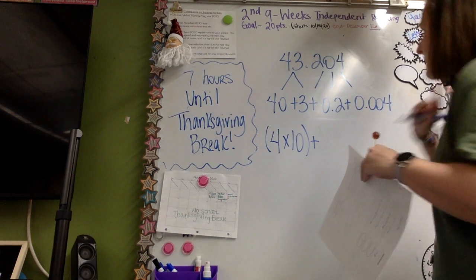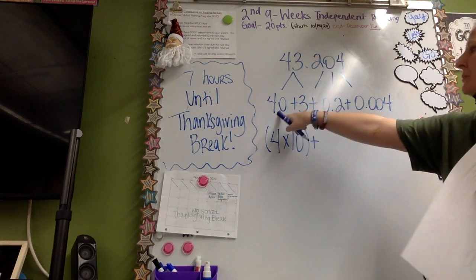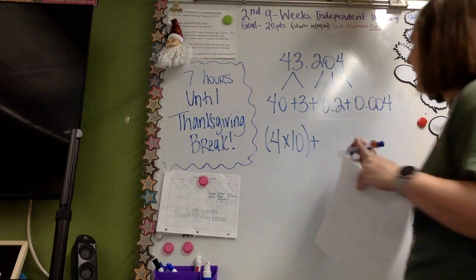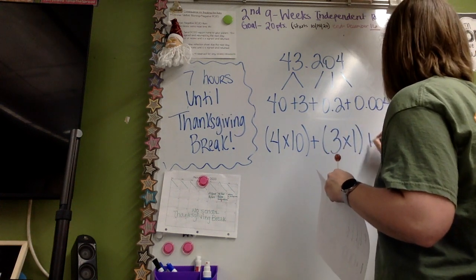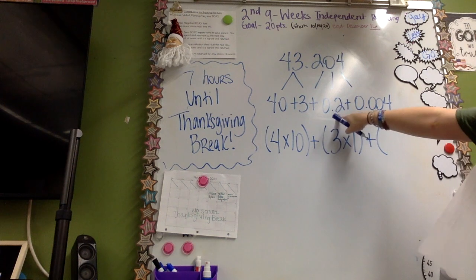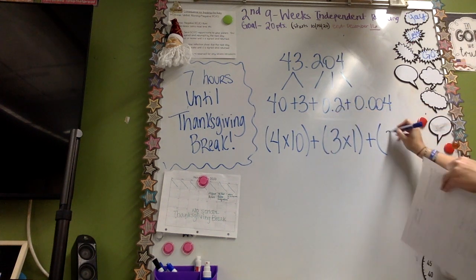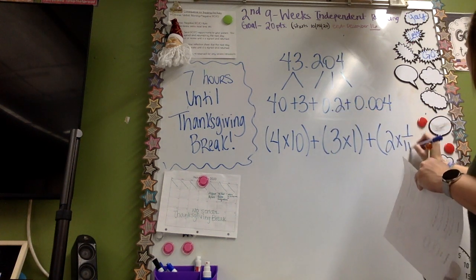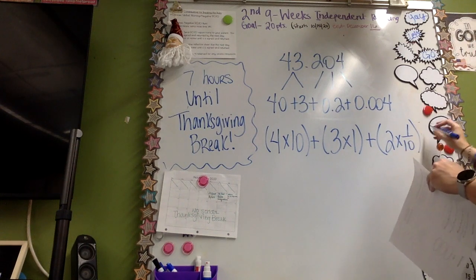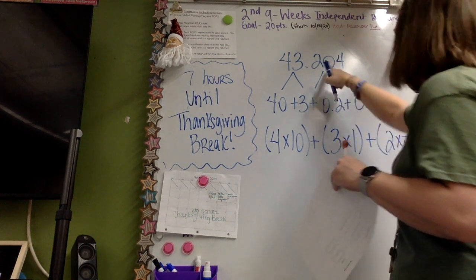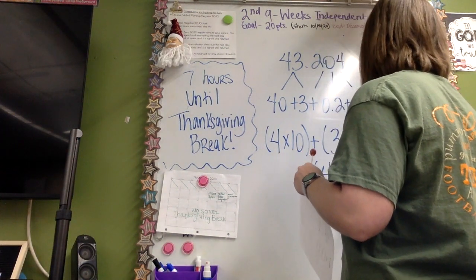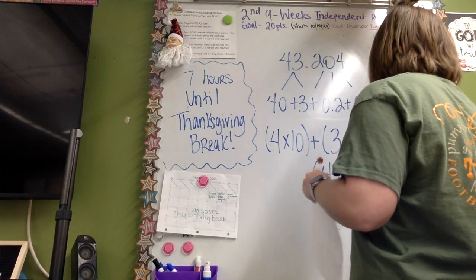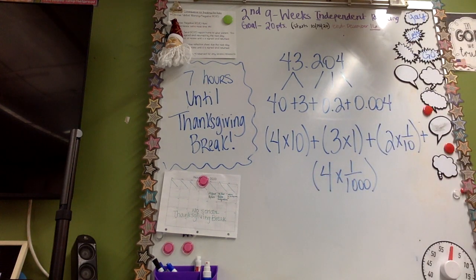All right. So 4 times 10 gives me 40. Plus, now I have 3, which is in my ones place. 3 times 1. Now I have my 2. 2 times 1/10, because that is in the tenths place. I don't have to do my 0. And then last, I have 4 times 1/1,000. So there's my 2 ways.